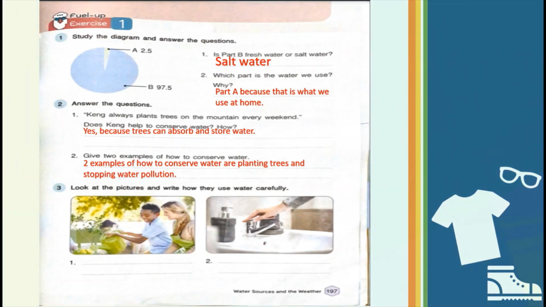Now here in the first picture, what are they doing so that they can use the water carefully? Here you can see in the first picture, they use the watering can, and in the second picture, they turn off the tap tightly after they use it. So at this point in time, this will be the last few questions that you need to answer.